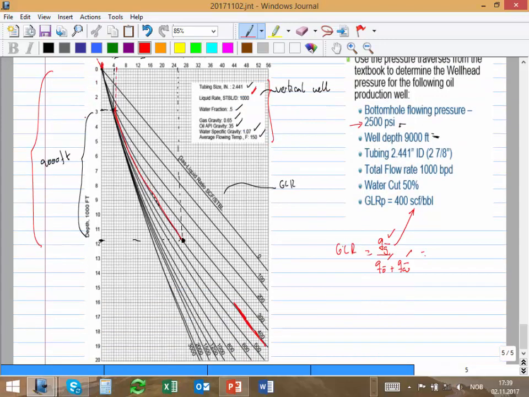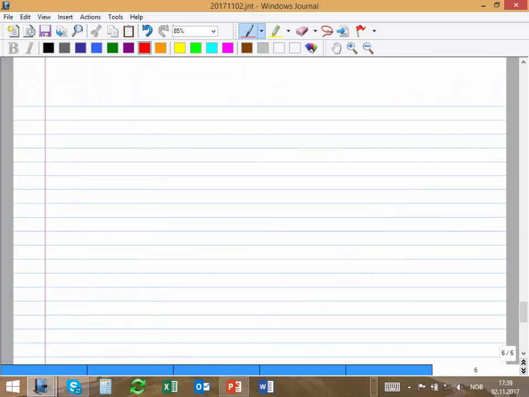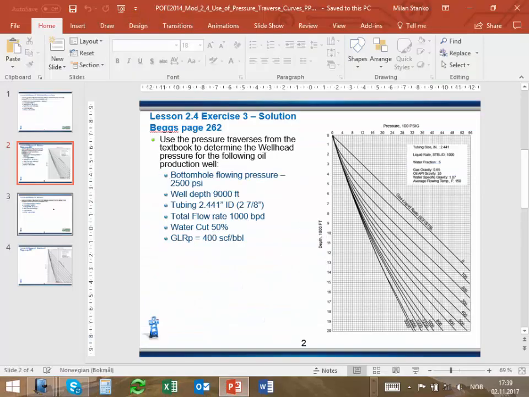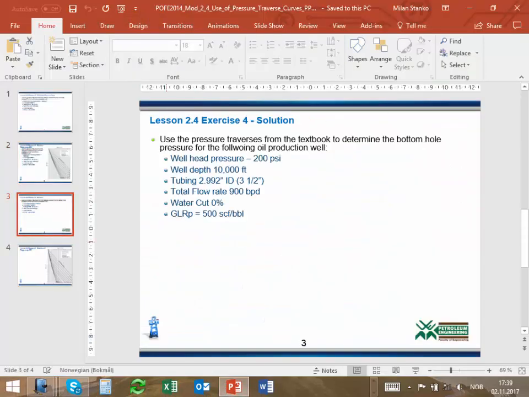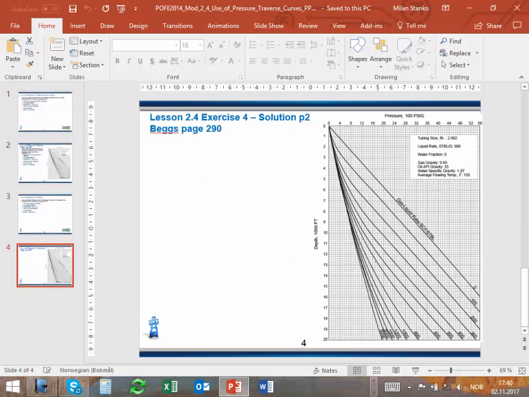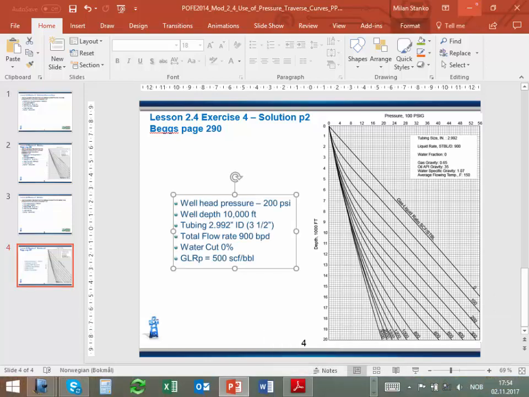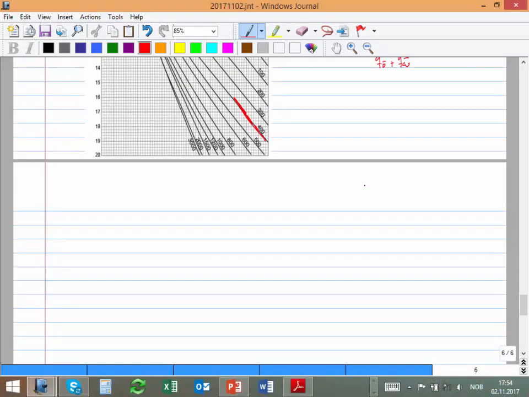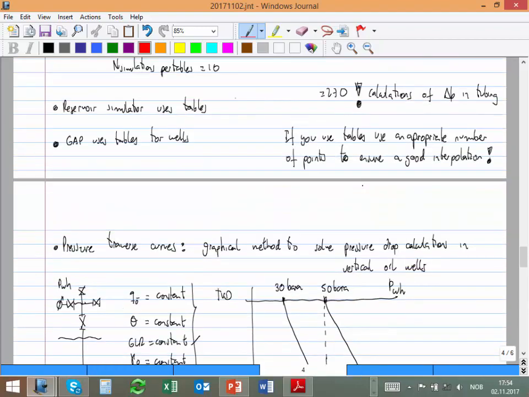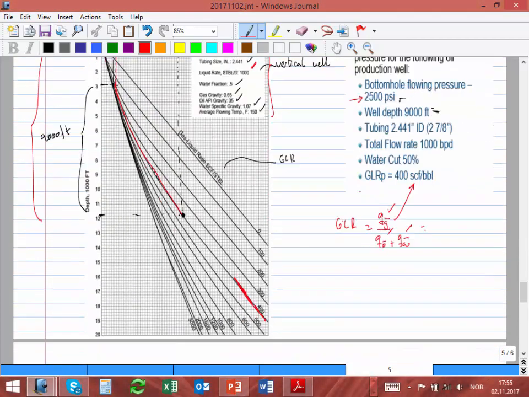So let's do an exercise, and now you try the second one. That's the opposite. You have the wellhead pressure, you have the well depth, and then you have to calculate the pressure at the bottom. Please do it on your computers and give me the number for the pressure. Okay, so we did that example, and you did the other example, which was nice.